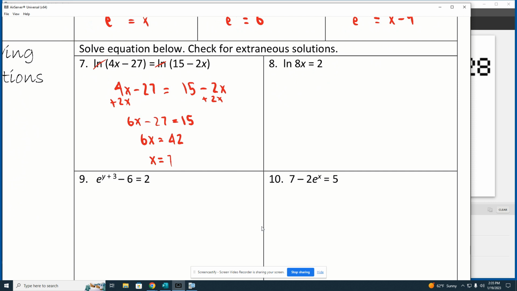Easy, right? Now, the next one, number 8, is a little different. Look, I don't have ln on this other side. So therefore, I'm going to solve this one by rewriting it as a what? As an exponent. I hope you remember that because it's the same thing. Here's the only deal. What's the base of my logarithm? Well, it's a natural logarithm, so the understood base is e. And then you do the loop. e to the 2nd power equals 8x.